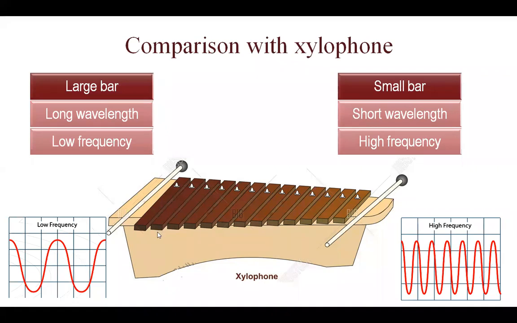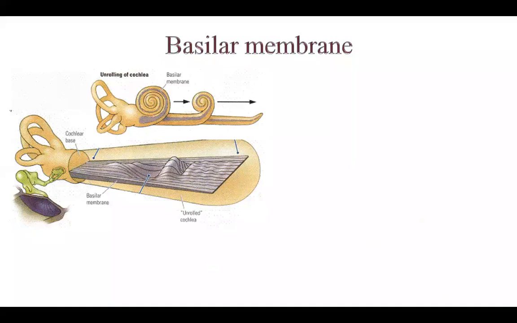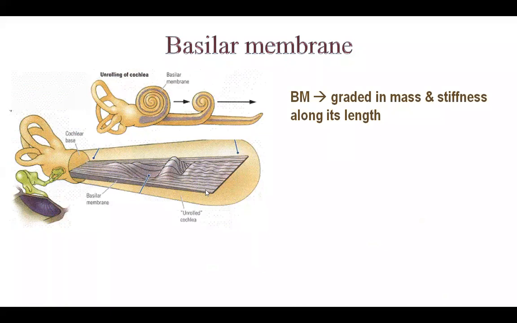As we know, we have just one basilar membrane and it has to respond to a variety of frequencies. So each section of the basilar membrane will respond to a different frequency. Now let us see how this is possible. As we had seen, the mechanical property keeps changing across its entire length. The basilar membrane is graded in mass and stiffness along its entire length. So how is it different?